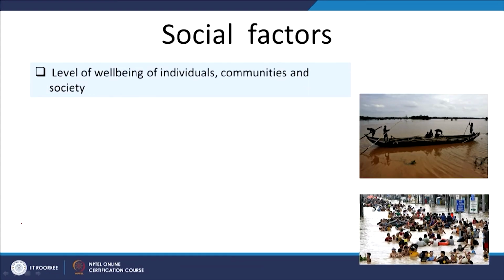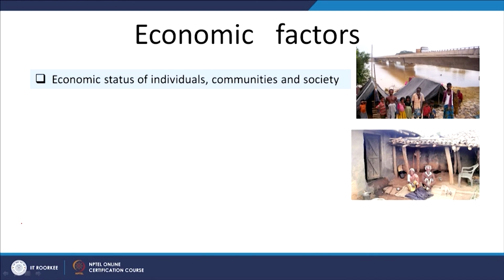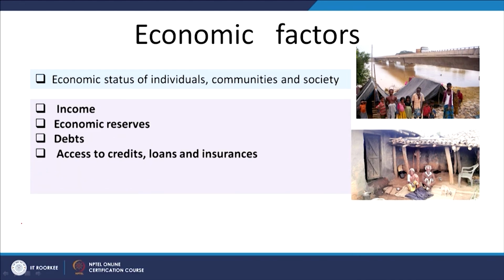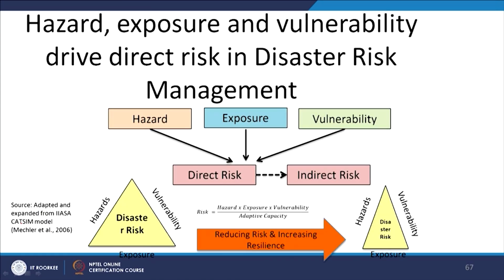And as we discussed also, social factors of vulnerability are the level of well-being of communities and societies, like education, age, gender, social status, social equality, cultural traditions, health conditions. They all define the vulnerability of the people. Also, we have economic factors like economic status of individual, community and society, and income reserves, debts, access to credits, loans, insurance. Also, we have environmental factors like the extent of natural resource depletion, the state of resource degradation, exposure to toxic and hazardous pollutants. So hazard, exposure and vulnerability, these three components are important to understand disaster risk.